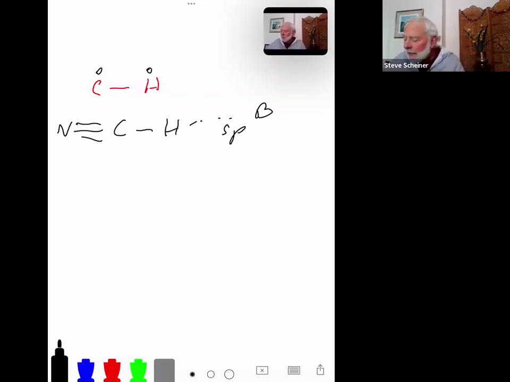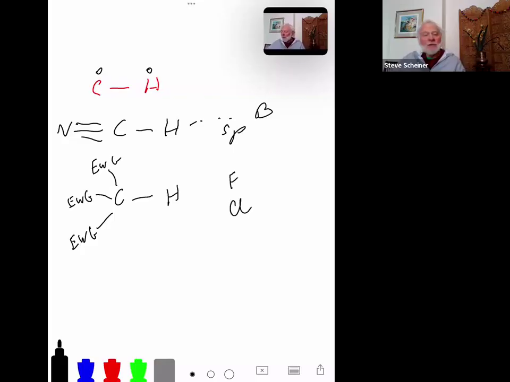The other trick, even if it's sp3, so it has 3 groups, if you put one or more electron withdrawing groups here, that enhances its ability to act as a proton donor, and it can. So things that are electron withdrawing groups, as I mentioned, would be halogens, F or Cl. Another one is an amide group or peptide group. So I think you guys are interested in proteins.